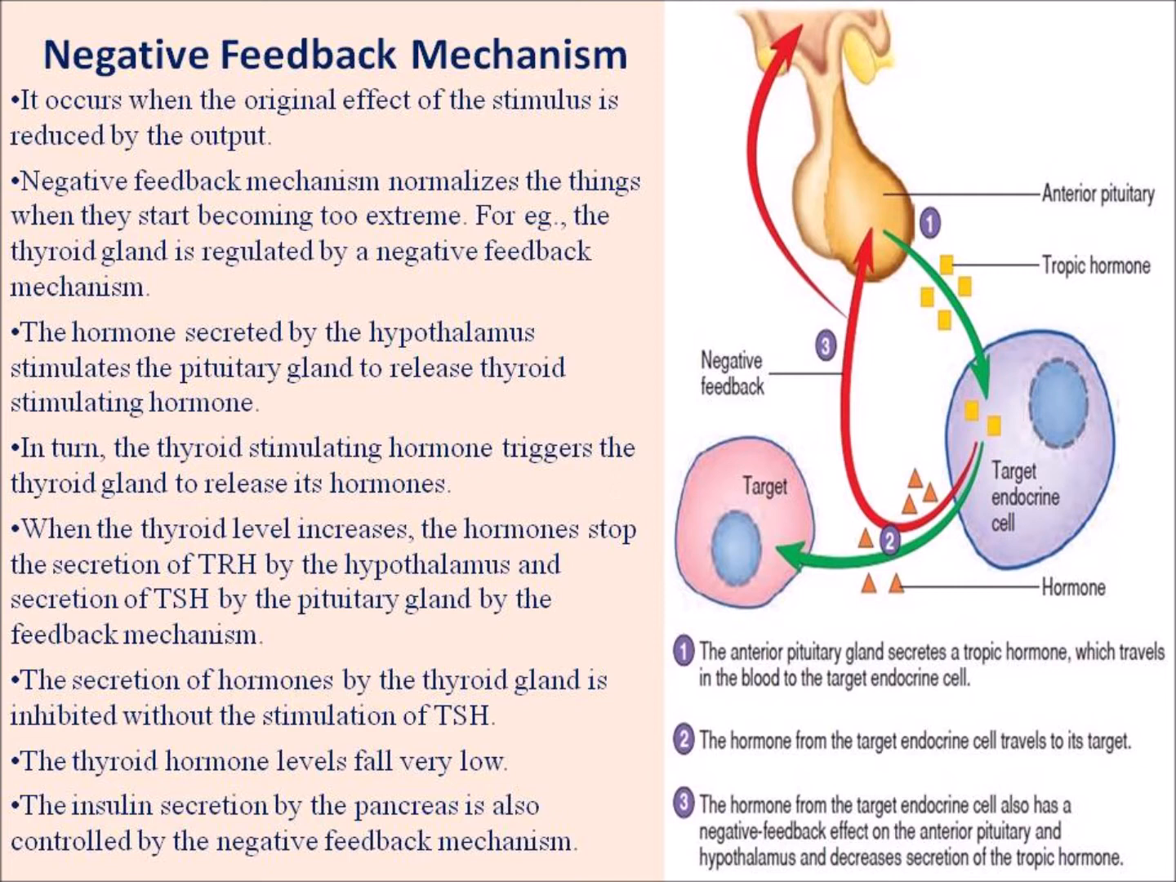When the thyroid hormone level increases, the hormones stop the secretion of thyroid releasing hormone by the hypothalamus and secretion of TSH by the pituitary gland by the feedback mechanism. That is shown with a red arrow. The secretion of hormone by the thyroid gland is inhibited without the stimulation of TSH. Thyroid hormone level falls very low. The insulin secretion by pancreas is also controlled by negative feedback mechanism.